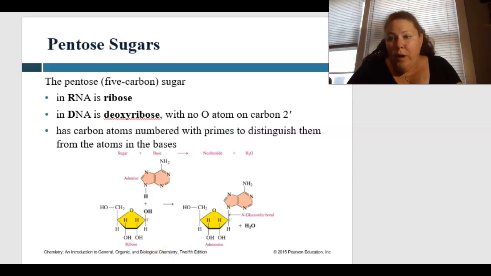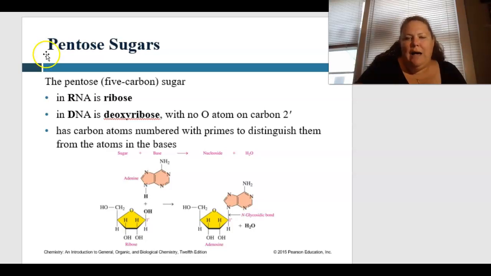So talking about pentose sugars, the pentose, or 5-carbon sugar, in RNA is ribose, where in DNA it's deoxyribose, with no oxygen atom on carbon 2. The carbon atoms are numbered with primes to distinguish them from the atoms in the bases. Okay? And so remember, RNA has ribose, and DNA has deoxyribose, and that lends us to the D.